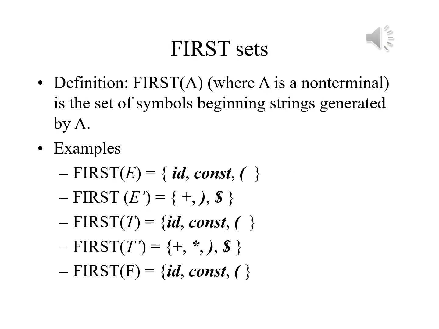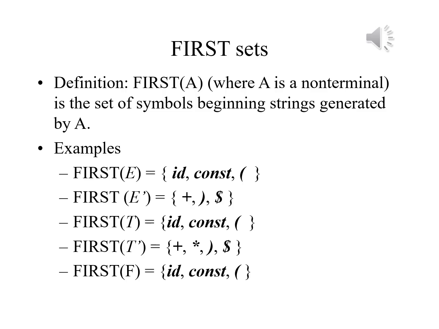The first of A, where A is a non-terminal, is the set of symbols beginning strings generated by A. For example, in the case of E in our expression grammar, the first of E consists of identifier, constant, and open parenthesis, because these are the three tokens that we expect to see at the very beginning of an expression. The first of E prime will be plus, close parenthesis, and the end of file marker.